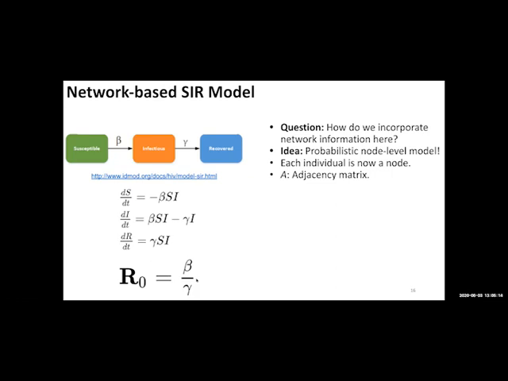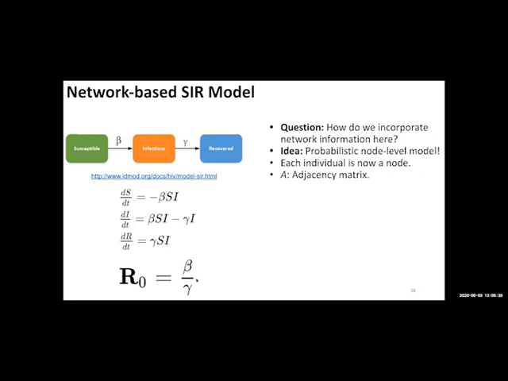So the question is, how do you go about incorporating network information in such a model which is based on counts or proportions only? The idea is that you look at each individual as a node in a network, and for each node, you define probabilities of being in the 3 rooms: room S, room I, and room R, which sum up to 1. Then you model those probabilities for each individual i.